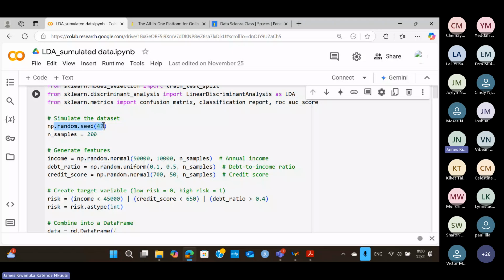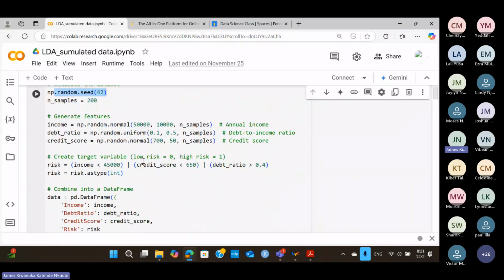Here we have a random seed to make sure we can reproduce the same data. We generate the income from the normal distribution with these parameters. We generate the debt to income ratio as proportions between 0.1 and 0.5 using the uniform distribution. Again, the normal distribution generates the credit score. So we have 200 measures for each of these variables, randomly generated.